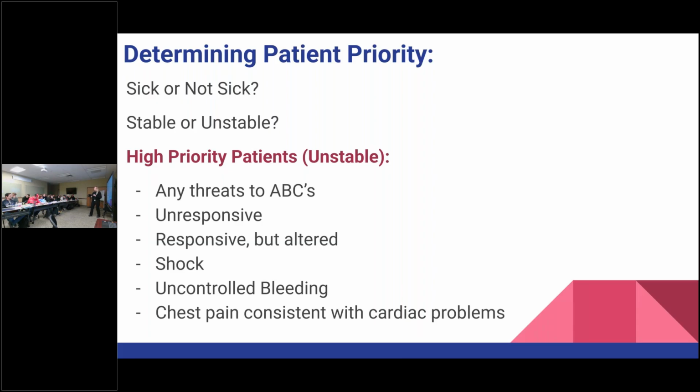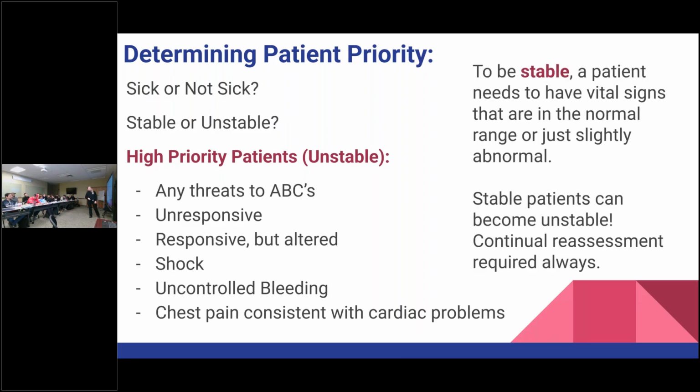So high priority patients, some examples of those, they're unstable patients. Any threats to your ABCs, they're unstable, and we need to quickly get them moving. If they're unresponsive, they're unstable. If they're responsive but altered, they're also unstable. If they're in shock, if there's uncontrolled bleeding, or if they have chest pain consistent with cardiac problems, all of those situations will be considered an unstable patient and a high priority. To be stable, a patient needs to have vital signs that are in the normal range or just slightly abnormal. Stable patients can become unstable though.